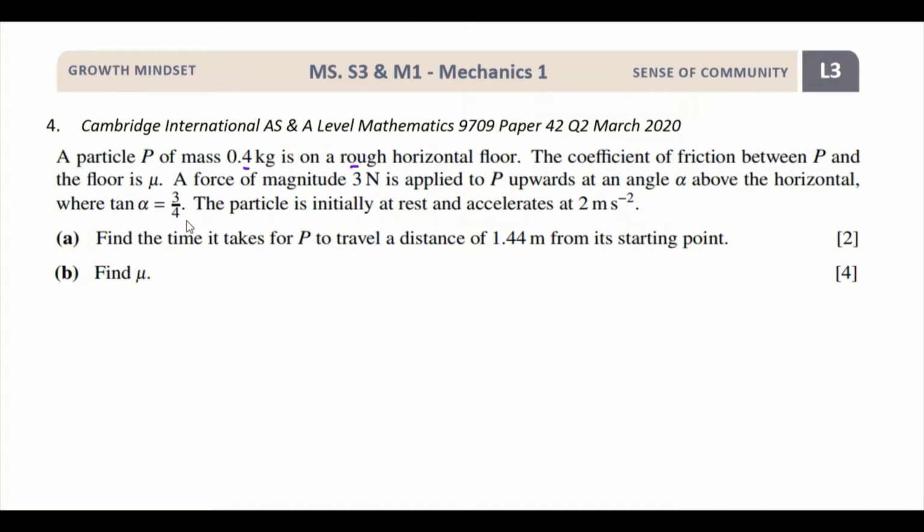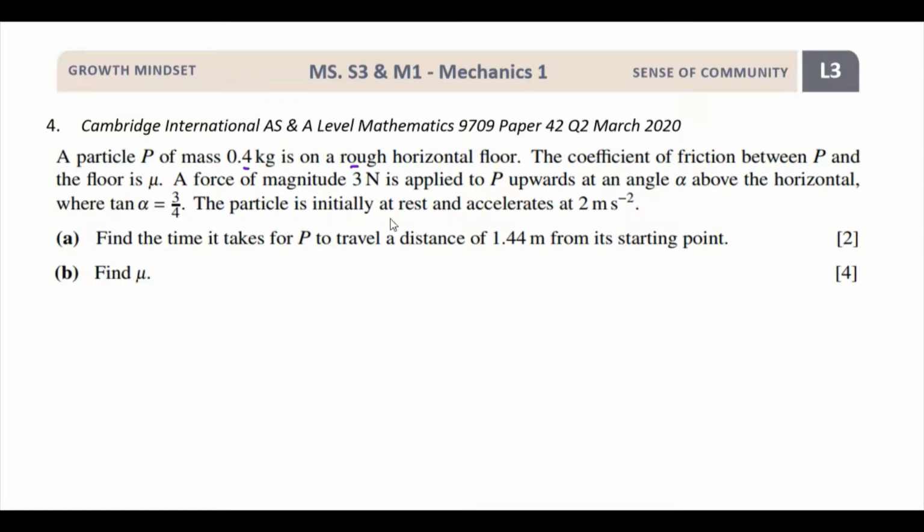So we are given tangent alpha is 3/4. When you have this kind of question, it's important to know that since the force is not parallel to the surface, the normal reaction force R is not equal to W anymore. So you have to be very careful later.